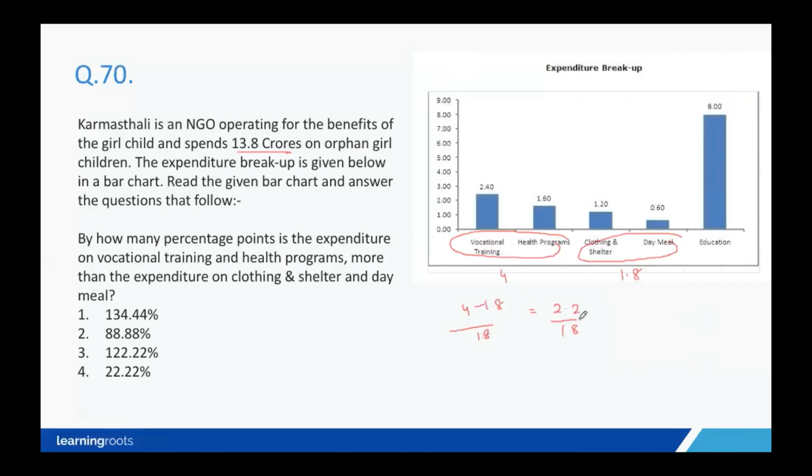2.2 by 1.8. Or 22 by 18, or 11 by 9. 1 by 9 is approximately 11%. So 11 into 11 gives me 121. So 122 is the answer. If you know these shortcuts, then you can do it very quickly. But even if you don't know it, just calculate 11 by 9. That should not be a problem, and it should not take a lot of time. So 122.22 will be the answer in this case.